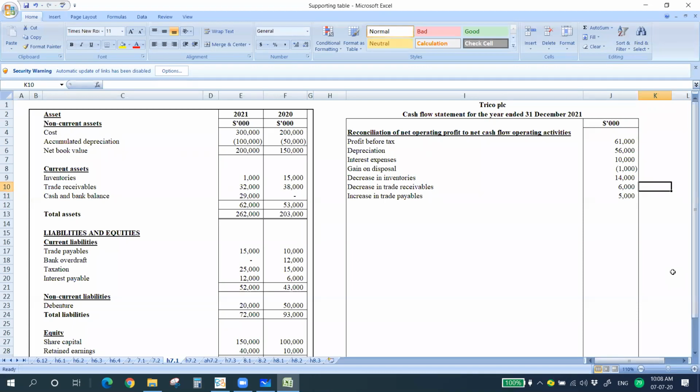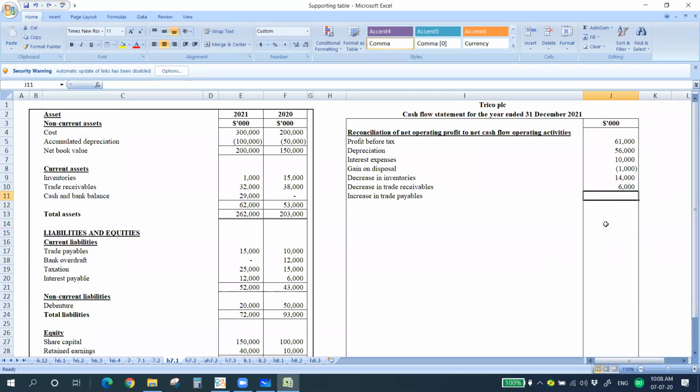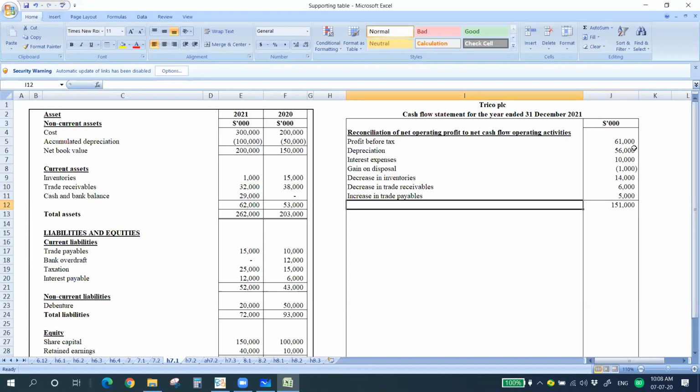All right. So basically, we have completed the non-cash transactions and also changes in your working capital. So remember to draw the line. This is also required in your exam. Sorry, this is 5,000. So what is the total amount? 151 million.